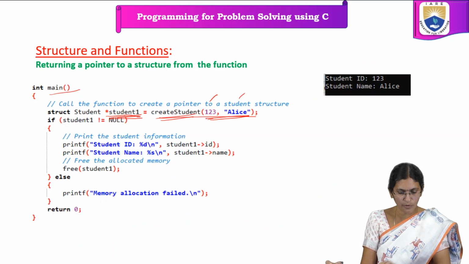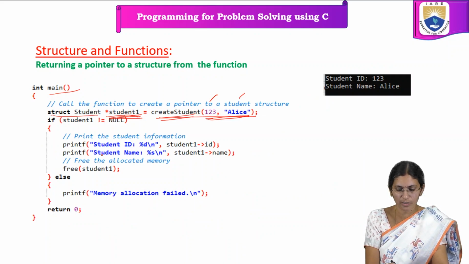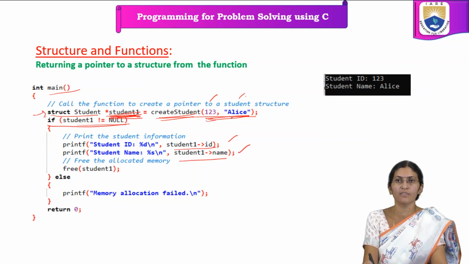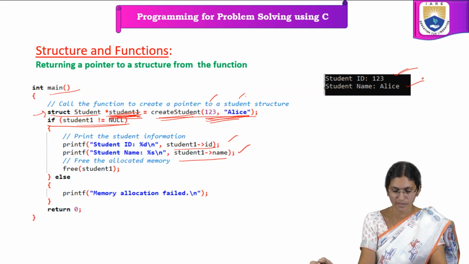So in order to receive this pointer variable, in the main function, after that the control is transferred here. If student1, this pointer variable, is not equal to null, then we can print the details of the student. Student1 ID, this is also a pointer variable, and then student1 name. So corresponding ID and name are displayed. Whatever values the user has given or initialized here will be displayed here. If we run this program, you will get the output as student ID 123 and student name as Alice.